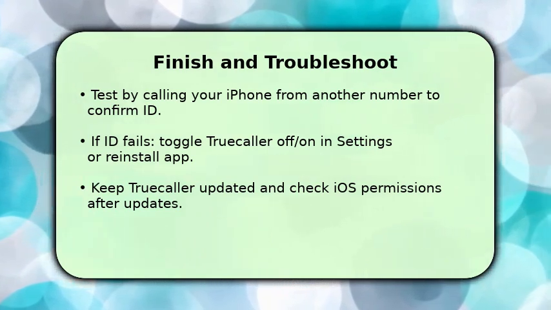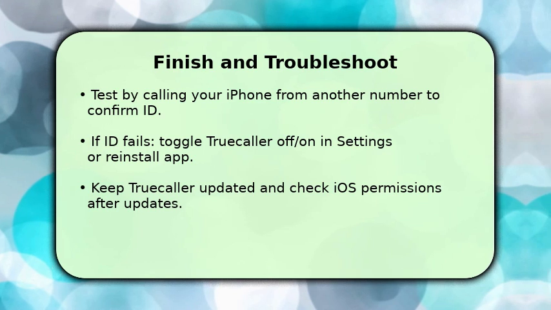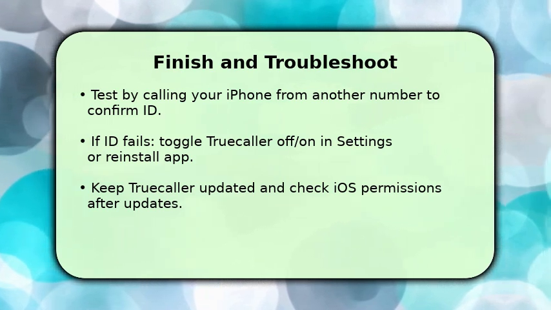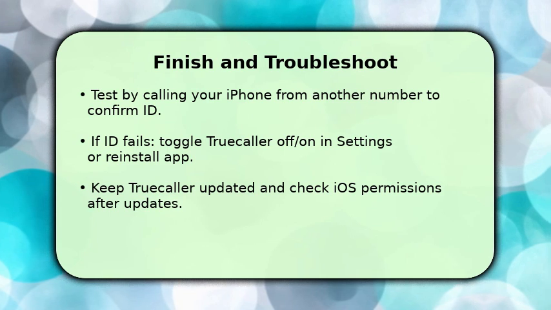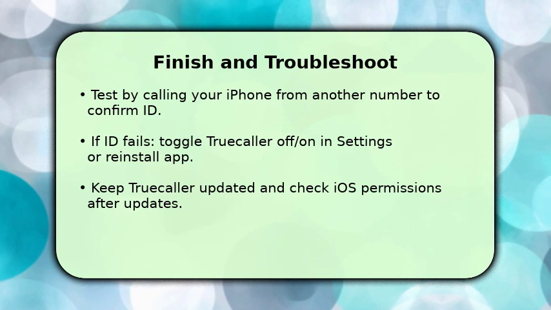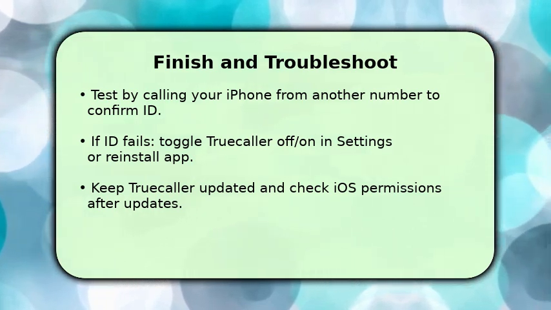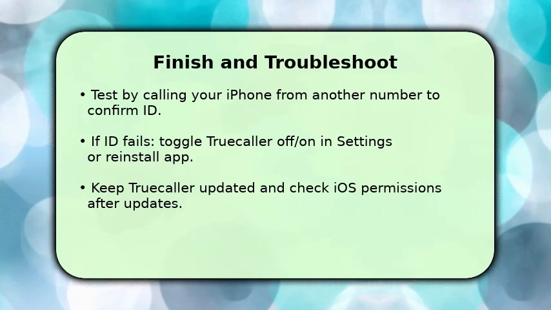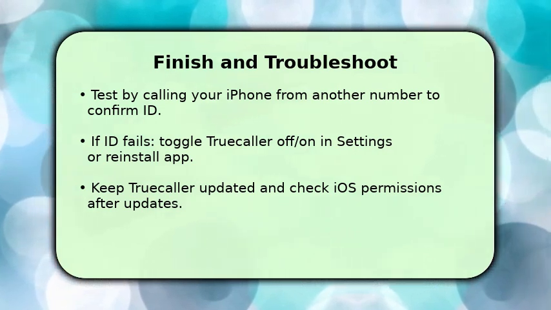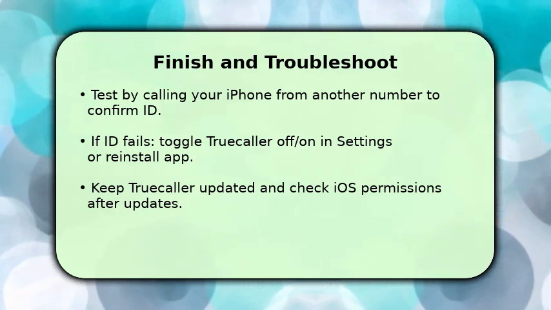If you don't see the ID, go back to Settings, Phone, Call Blocking and Identification, and toggle Truecaller off and on. That often resets Call Kit. If issues persist, restart the iPhone, update or reinstall Truecaller, and re-grant permissions. Remember to check app updates after iOS upgrades. Keeping the app current prevents permission mismatches and restores proper identification behavior.